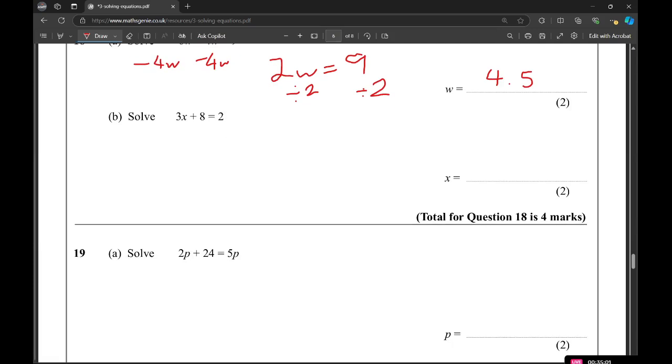Next one, part B. Solve 3x plus 8 equals 2. I'm going to subtract 8 on both sides to balance each side, respectively. So we have 3x equals 2 minus 8, which is minus 6.